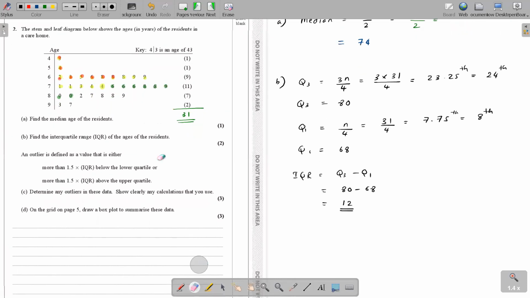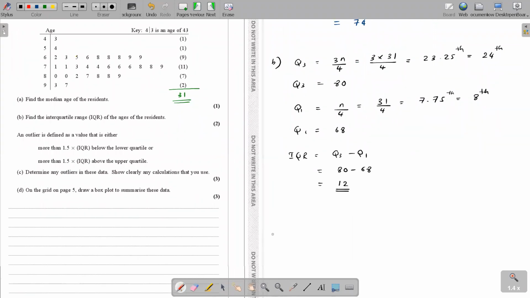I'll erase all this coloring. The next one: an outlier is defined as a value that is either more than 1.5 times the interquartile range below the lower quartile, or more than 1.5 times the interquartile range above the upper quartile. Determine any outlier. So let's get the two fences. There are two fences, the upper fence and the lower fence. If your data values are inside the two fences, then they are in the data set. But if a value is more than the upper fence or lower than the lower fence, those are outliers. So let's get the fences.